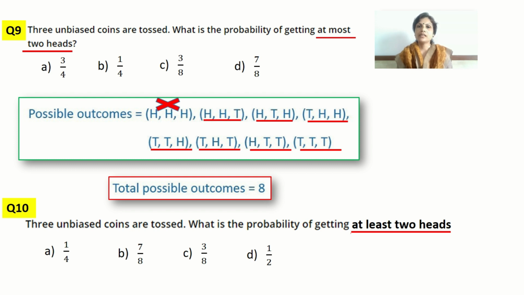Alright. So we get 7 such combinations. So the probability of getting at the most 2 heads is 7 upon 8.